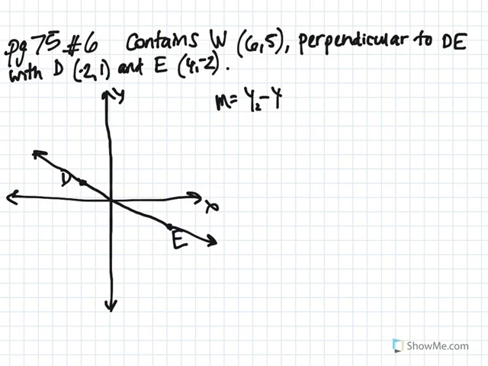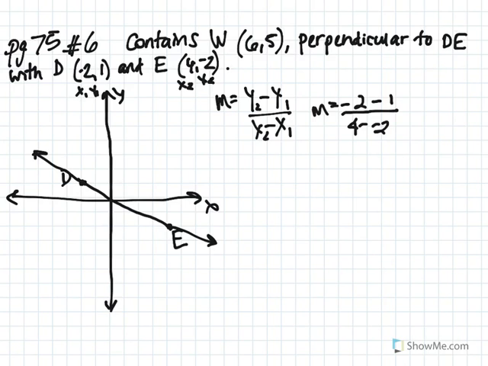Slope equals y2 minus y1 over x2 minus x1. Let's label our points. We have x1, y1, x2, y2. So m equals y2, which is negative 2, minus y1, which is 1, over 4 minus negative 2. This is going to give us negative 3 over 6, which reduces to negative 1/2. So slope equals negative 1/2.